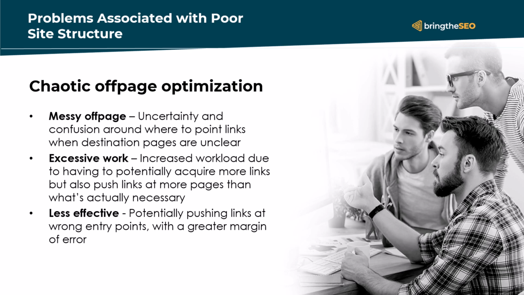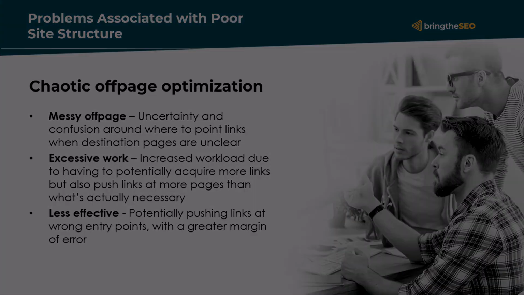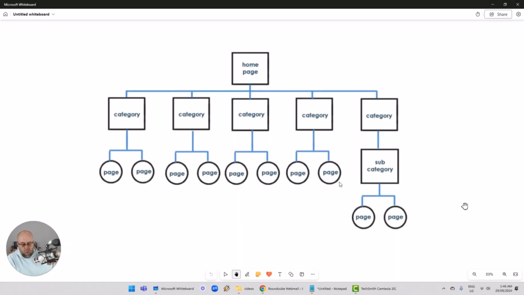potentially pushing links at wrong entry points with a greater margin of error. Okay, we don't want to do that because there's too much waste, and all of that extra time, money, cost, and everything else is just going to eat into our profit margins. And of course, it means the results that we see are going to take far longer. Okay, so when we're driving links, like I said, we want to work with absolute efficiency so that we require fewer links in order to get the best possible outcome for our clients as quickly as possible. And this is why having a clean site structure will help us achieve that.